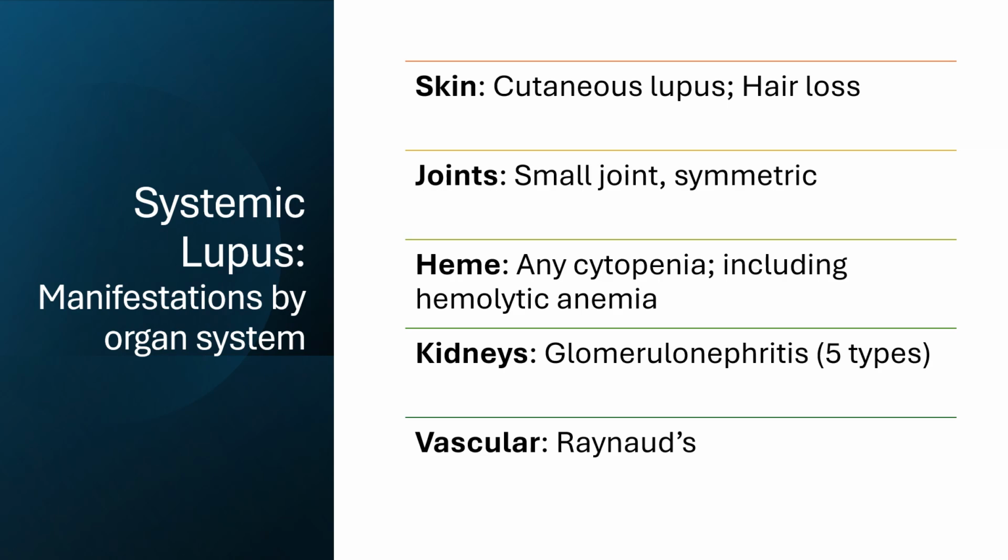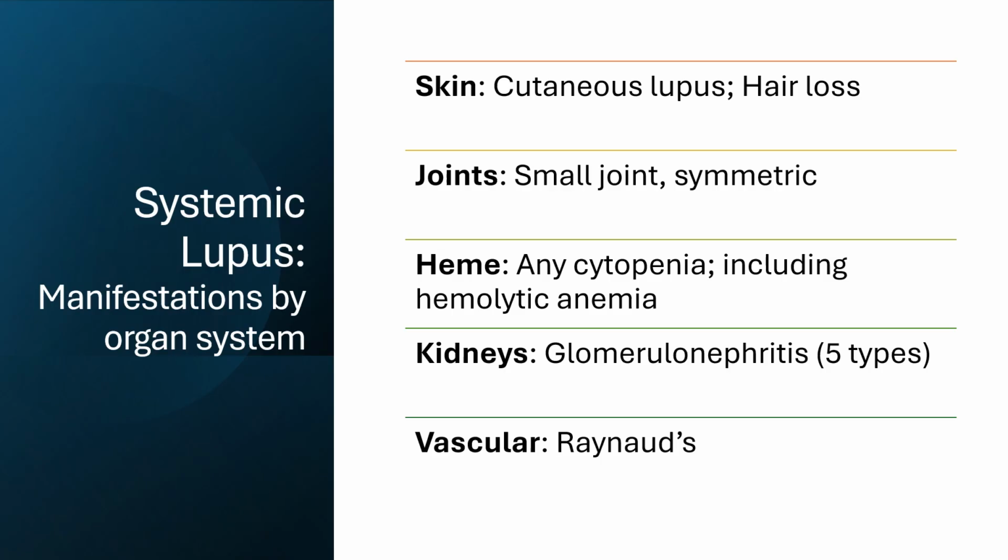Interestingly, lupus arthritis tends to not cause erosions. So if you get hand x-rays and you see erosions, that's more likely to be either rheumatoid arthritis or gout and less likely to be lupus.